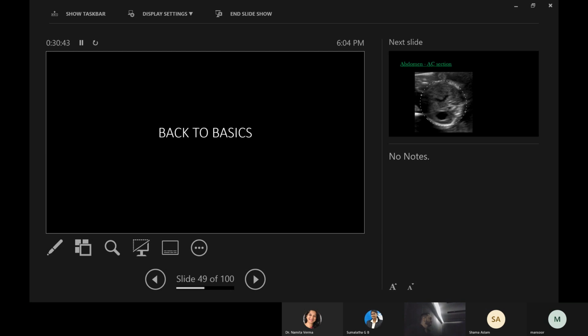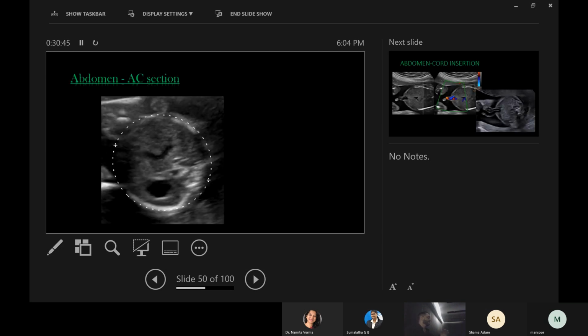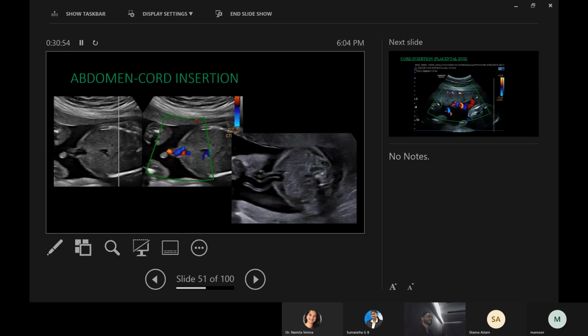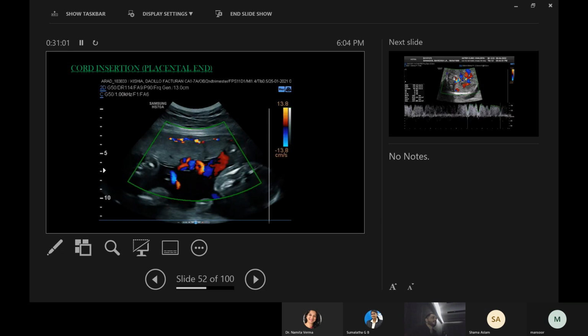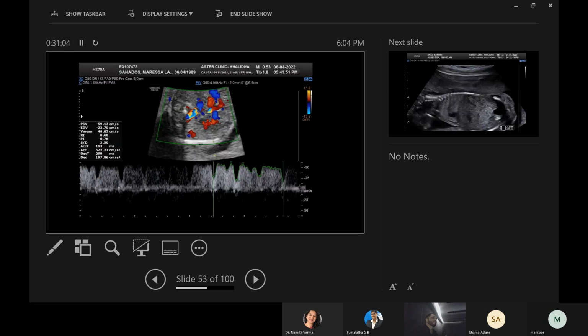Now back to basics. We were in the fetal thorax, the fetal heart we have completed, coming to the abdomen: stomach, umbilical vein at the level of portal sinus, one rib on either side, and AC we have taken. Umbilical cord insertion. So cord insertion, next thing is the placental site of cord insertion. Then one more thing, when you are putting on the color, just look at the ductus venosus also, because some portosystemic shunts may be there, ductus venosus may be absent, DV agenesis.